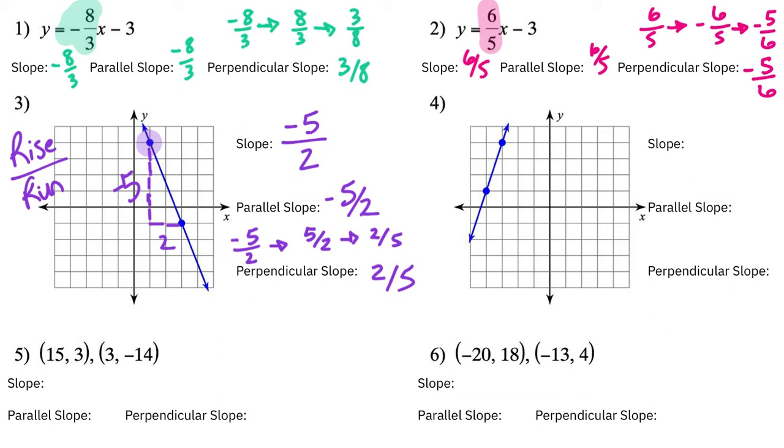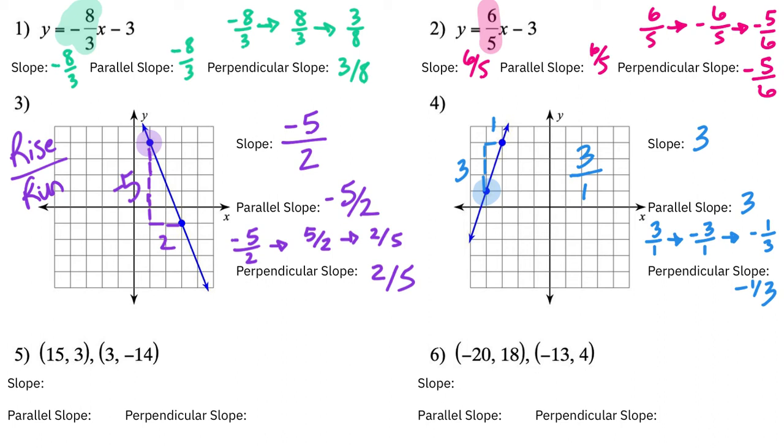We can do the same thing on the next problem. Start with that leftmost point. Count your rise. So 1, 2, 3. Count your run, which is 1. So that would give me 3/1, which I can just write as 3. My slope is 3. My parallel slope is 3. So now I take that 3 over 1, it's positive, perpendicular, flip the sign, and then take the reciprocal. So negative 1/3 is my perpendicular slope.